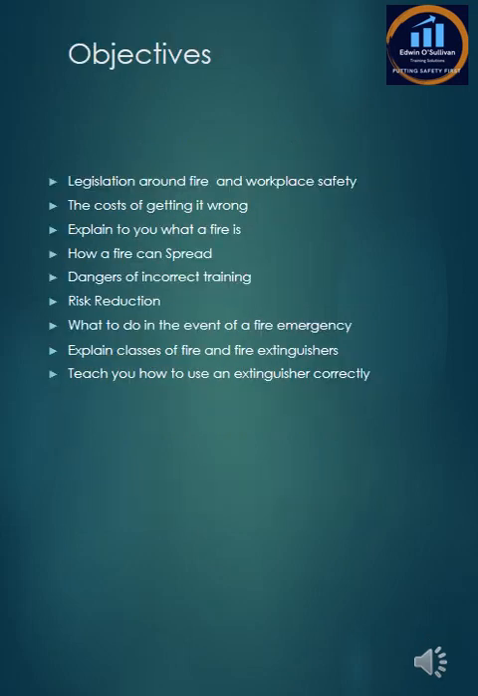Our objectives for the course: we are going to cover the legislation around fire and workplace safety, the costs of getting it wrong, we'll explain what a fire actually is, how a fire can spread, risk reduction that we can implement, what to do in the event of a fire emergency, explain the classes of fire and classes of extinguishers, and teach you how to use them correctly.